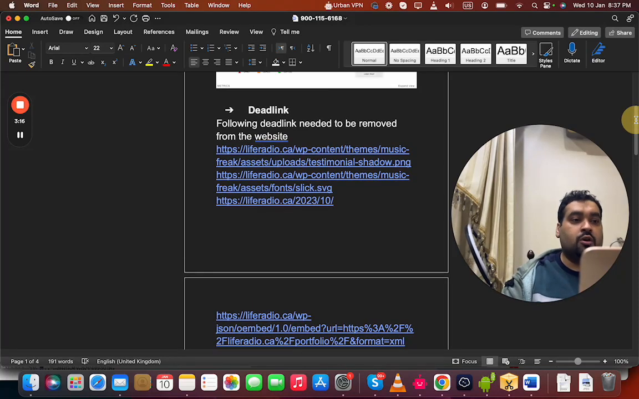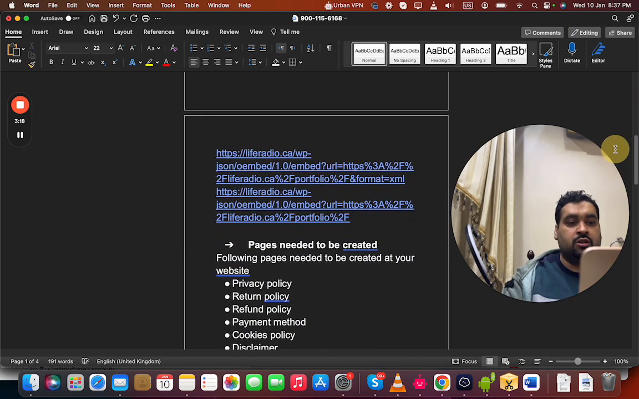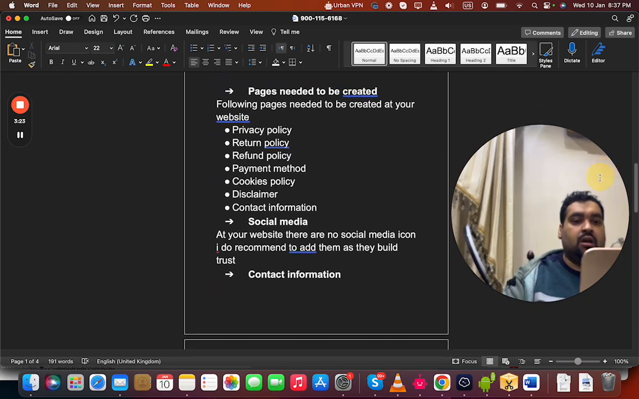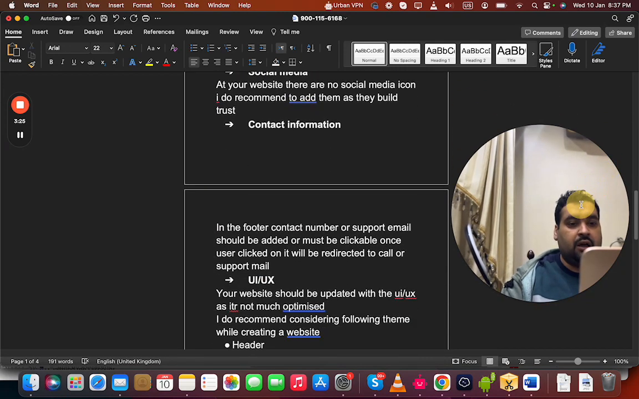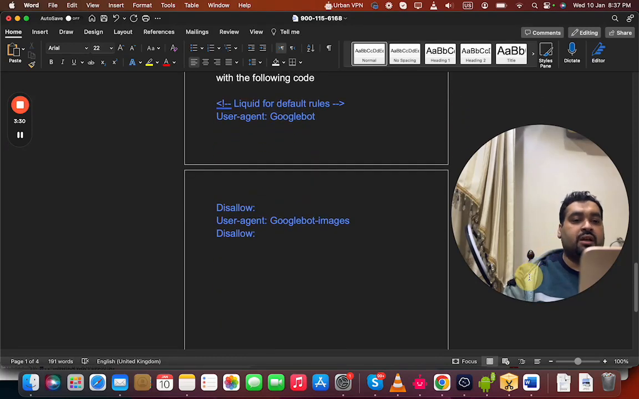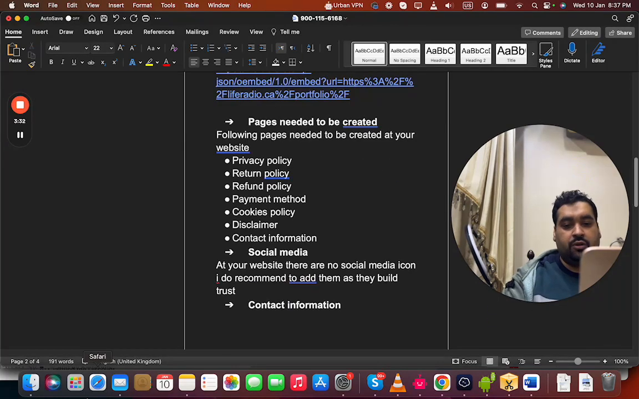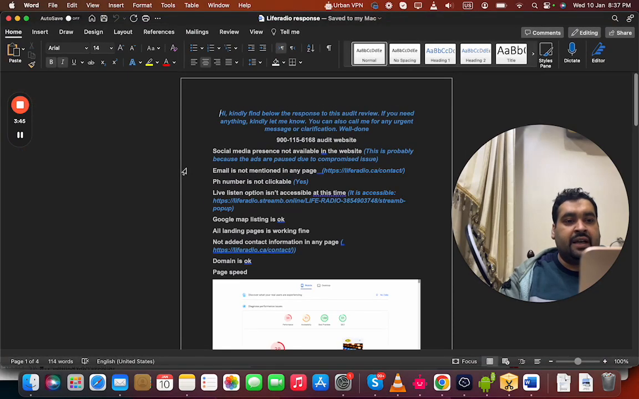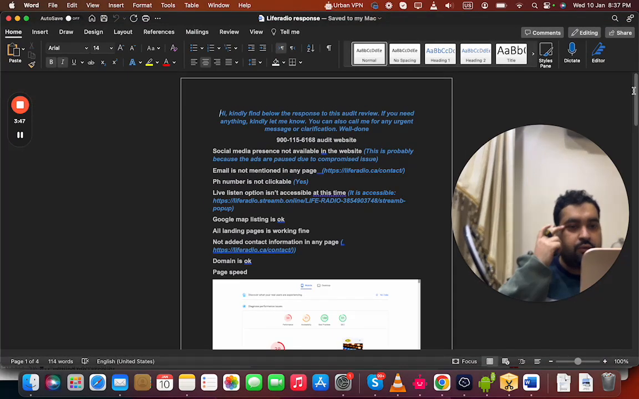We help them. So we find dead link issues, and we also suggested a few more pages required on the website, some suggestions for social media and contact information, some changes for the UI and UX, the user interface of the website, and a robots.txt file. This was the first stage. While it was being done, one of our staff members was also in contact with the Google team regarding a manual review of the account, so we could escalate it and get it back up and running.